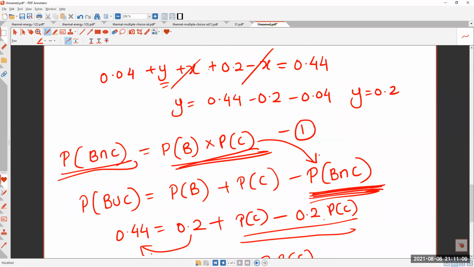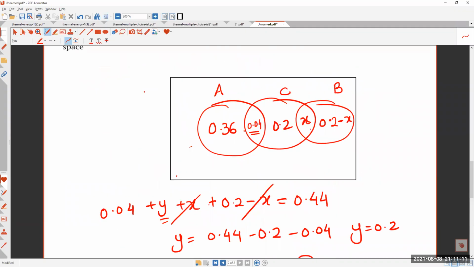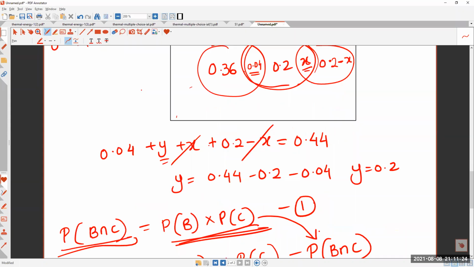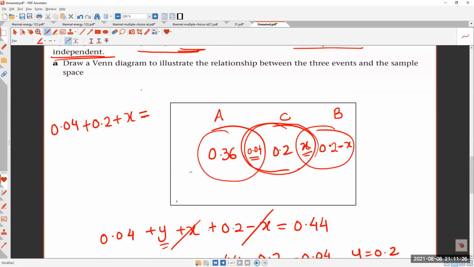So I got PC, but I need to find the common part, na? What is this C? Whole C, notice the whole circle. Full circle is 0.04 plus 0.2 plus x. Total C, how much did we get? Probability of C, how much are we getting? 0.3 is equal to 0.3. How much are we getting? 0.3 minus 0.2 minus 0.04. 0.3 minus 0.2 minus 0.04 is how much? 0.06. So x equals 0.06.